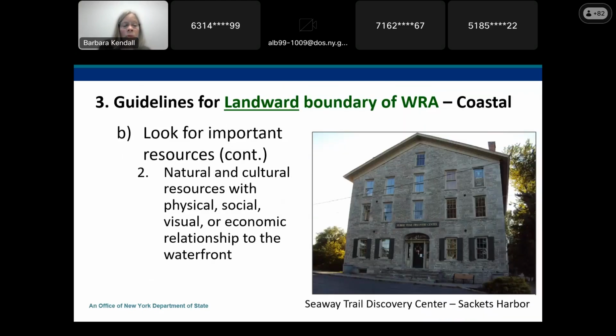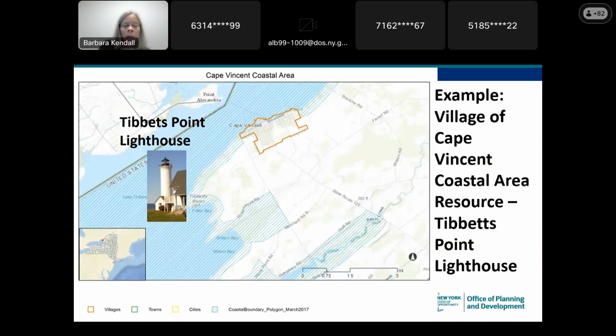Also, look for natural and cultural resources that have a relationship to the waterfront. This is the Seaway Trail Discovery Center in Sackets Harbor up on Lake Ontario. So that's an example of that. In our example of the town of Cape Vincent, the Tibbetts Point Lighthouse is a resource that they should include within their waterfront revitalization area. It's already in the coastal area, but it's just an example of something that you would look for.